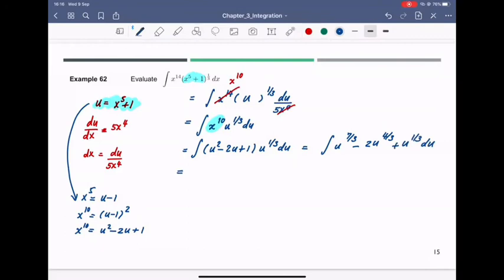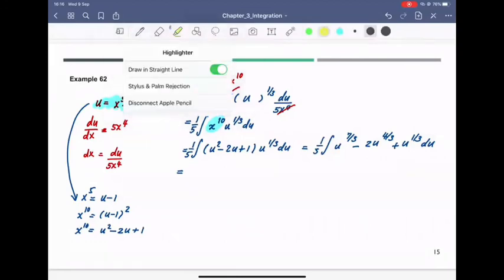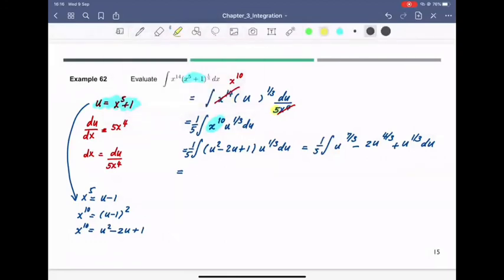So I'm gonna, I think I forgot something. I forgot 1/5, right? From that. So I have 1/5. That is from my chain of variable substitution. And then that is 1/5. And then I integrate u to the 7/3. So I get u to the 10/3. All right. And then minus 2 times u to the 7/3. And then u to the 4/3. And then plus c.